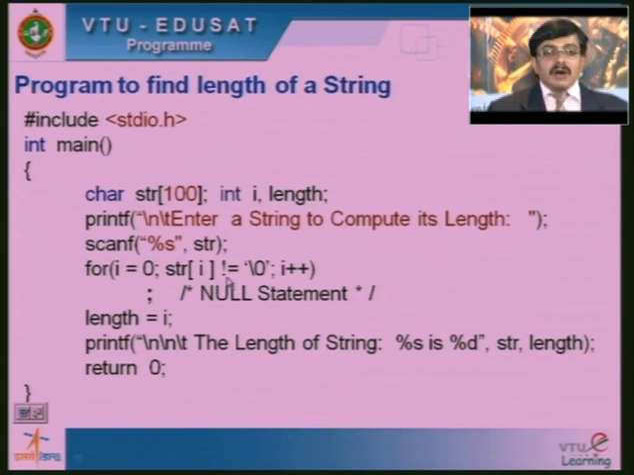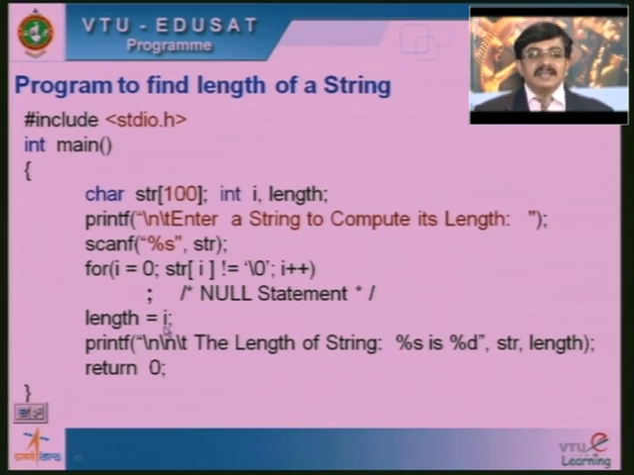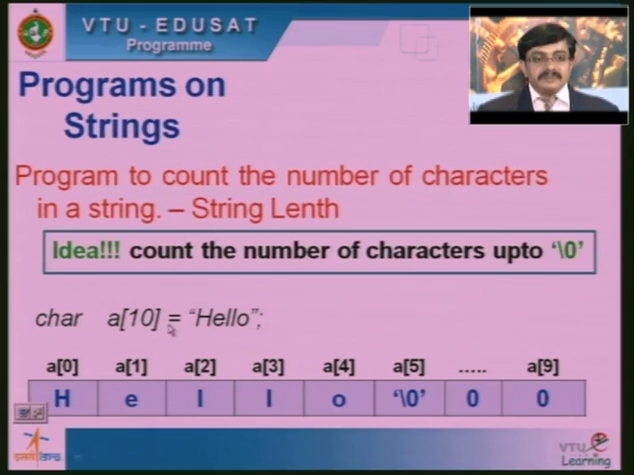Now when I come out of this loop, what happens? When i is equal to the index at which we have reached the null character, the value of i itself will hold the length of the string. So I assign length equal to i. In the previous example, when i is 0, it is H. When i is 1, it is E. When i is 2, it is L.